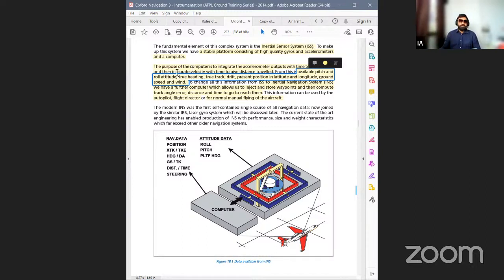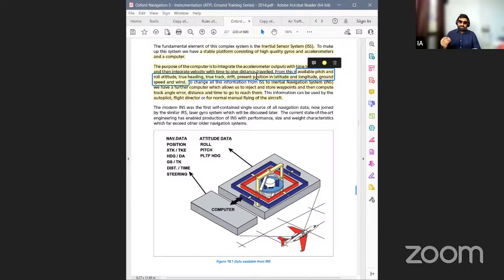So this line is very important. The purpose of the computer is to integrate the accelerometer output with time to give velocity, and then integrate velocity with time to give distance traveled. So the accelerometer will measure the time differences because of the pendulous effect, and the computer will measure that time to give us velocity. And that velocity, again, going through a computer will give me data, which will be pitch and roll attitude data, true heading, true track, drift, present position in lat and longitude, ground speed and wind. Okay.